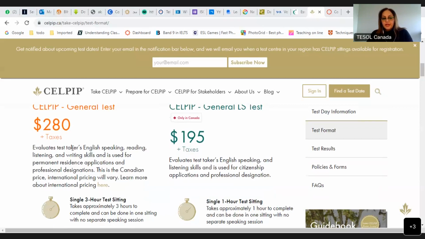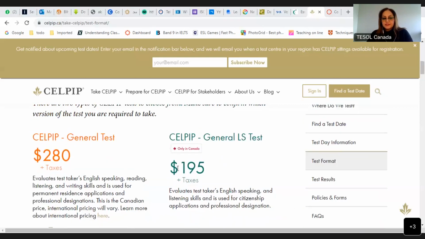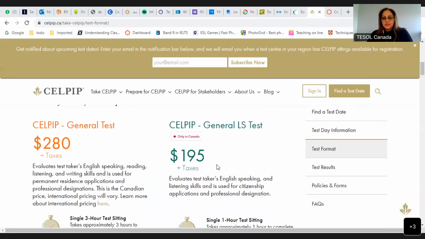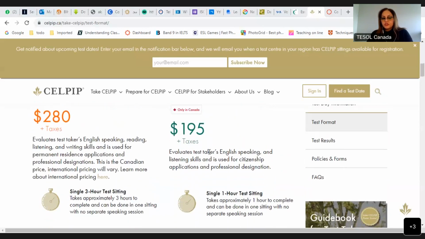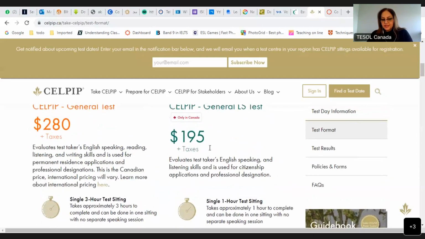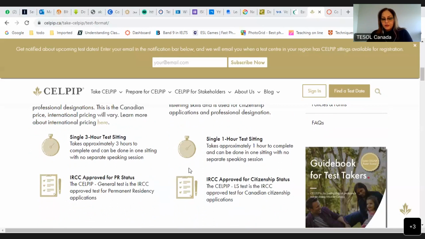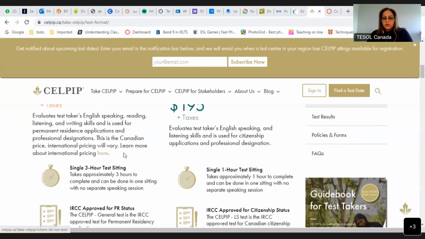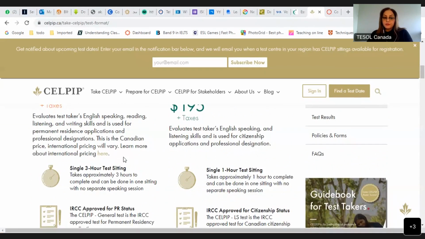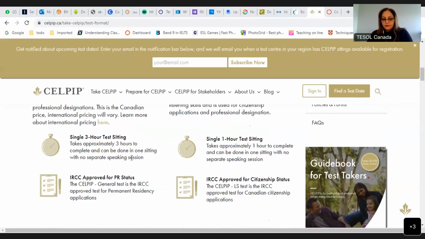And this one is $280 plus taxes. For listening and speaking it is $195. And the general one, which is for residency and citizenship, takes about 1 hour. And the other one is also used for permanent residents. So you need to check which one you need, and for entering the university it lasts for 3 hours.